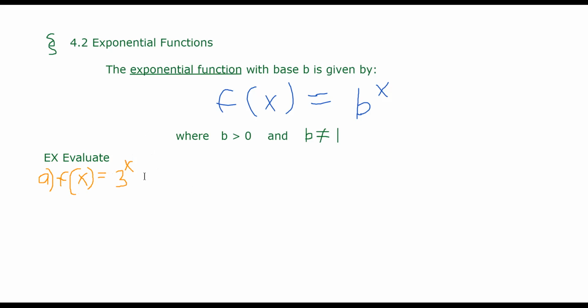So let's say your function is 3 to the x power. Let's find f of 2. And we're going to do this for a couple different functions. Okay, f of 2 just says plug a 2 in for x. Is it any crazier than that? No, not a bit.